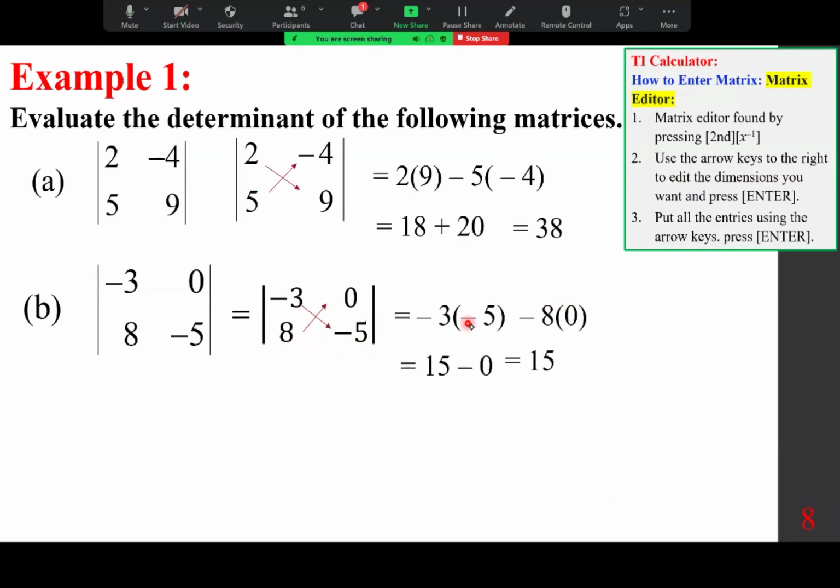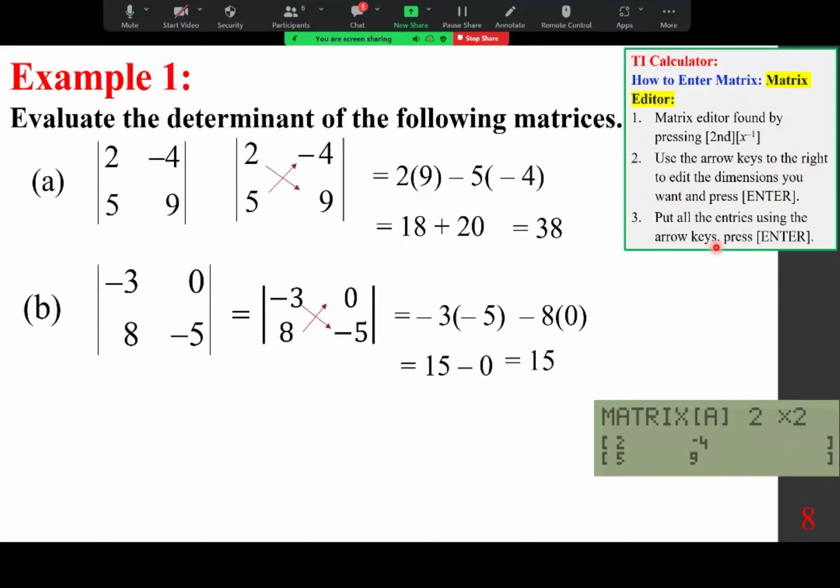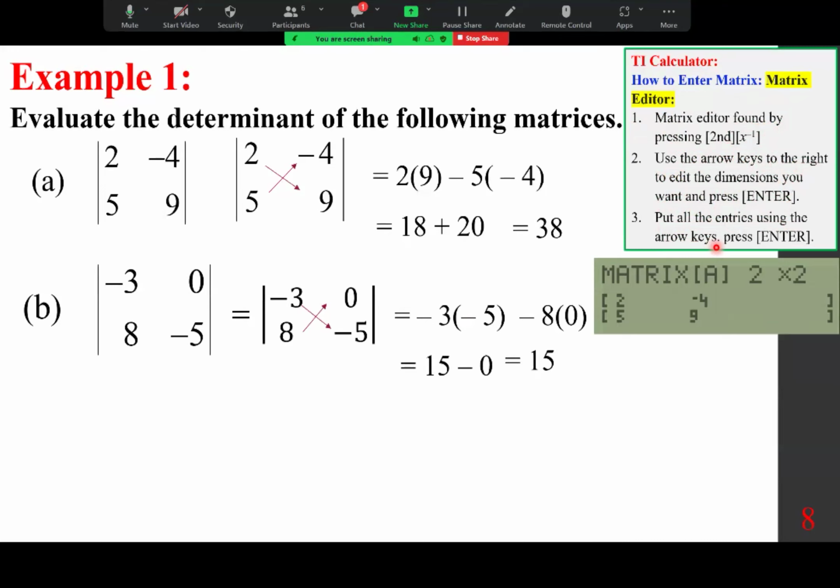So if we were to use a TI calculator, how to enter the matrix editor: the matrix editor is found by pressing second, x to the power negative 1. Use the arrow keys to the right to edit the dimension you want and press enter. Put in all entries using the arrow keys, press enter. So here's a 2 by 2 matrix that you've entered, and in fact, this is part A.